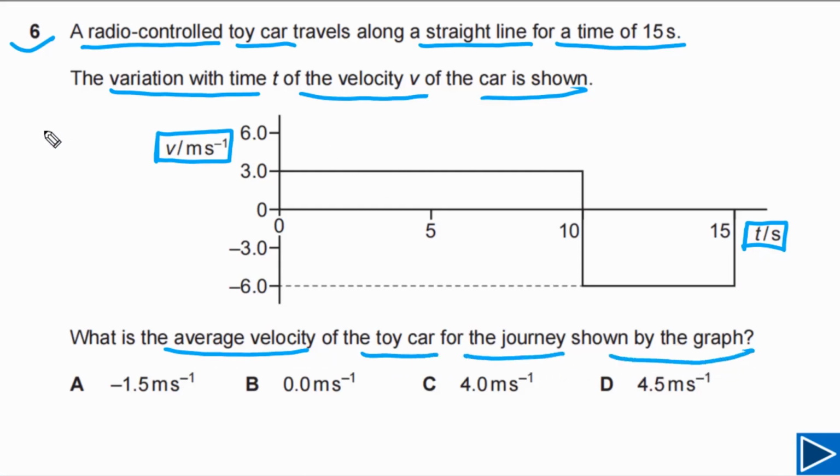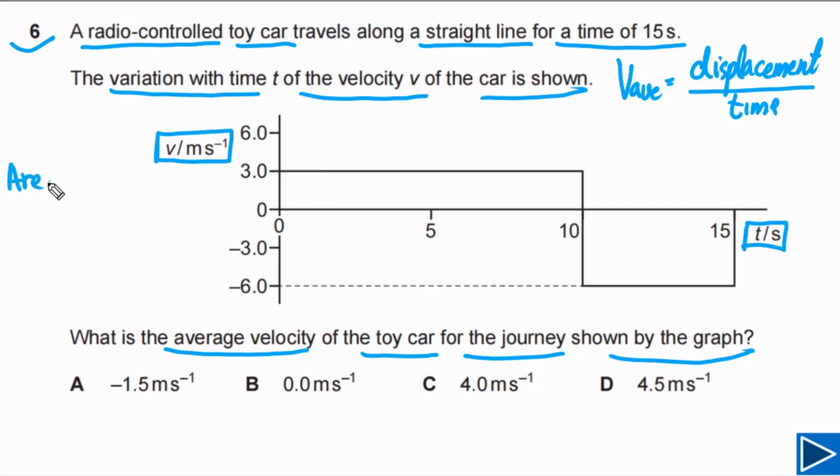So the first thing we need to understand is, what is average velocity? V average is simply equal to the total displacement of the car divided by time taken. Now if you look at the VT graph, we also need to understand the area under the VT graph is equal to displacement. So area under the VT graph is equal to displacement, and displacement is a vector quantity.